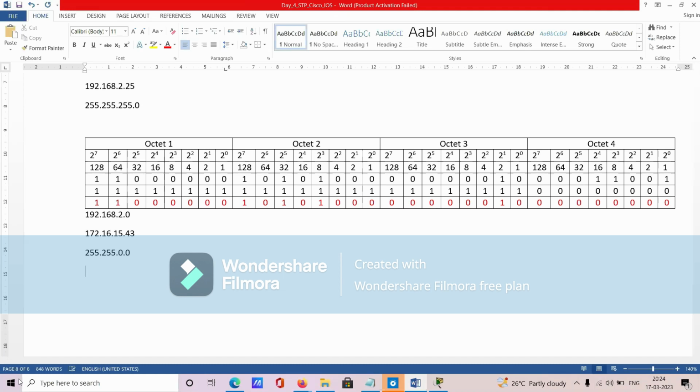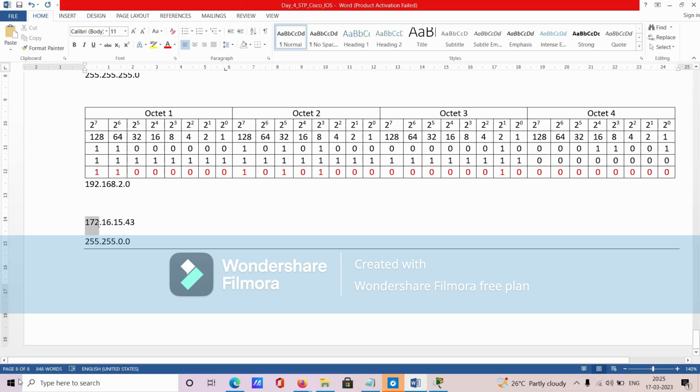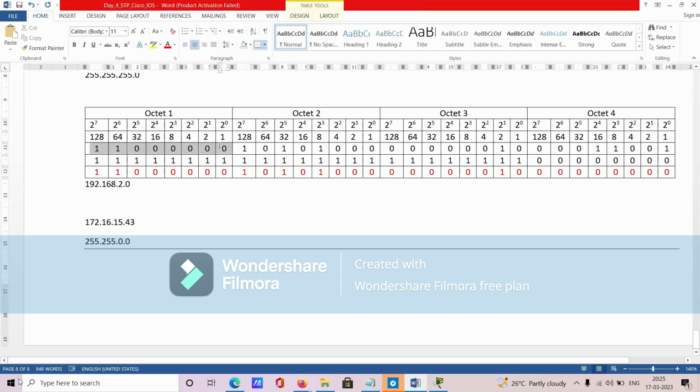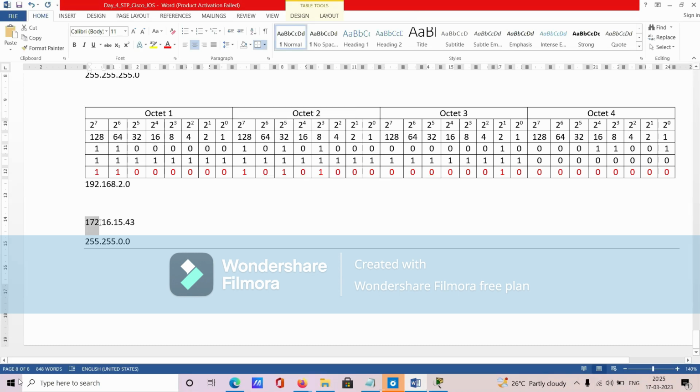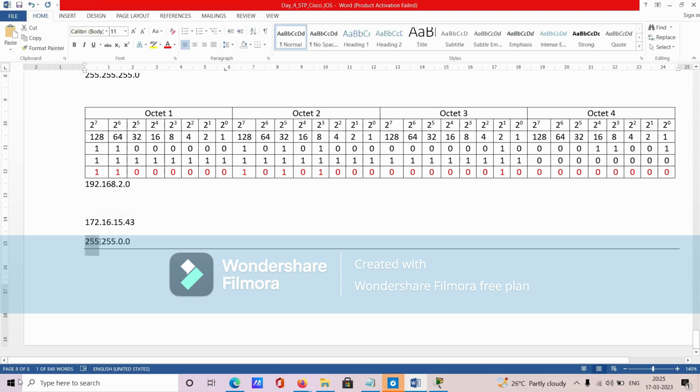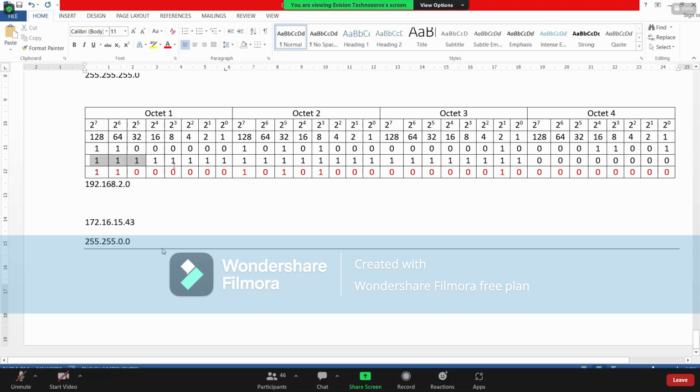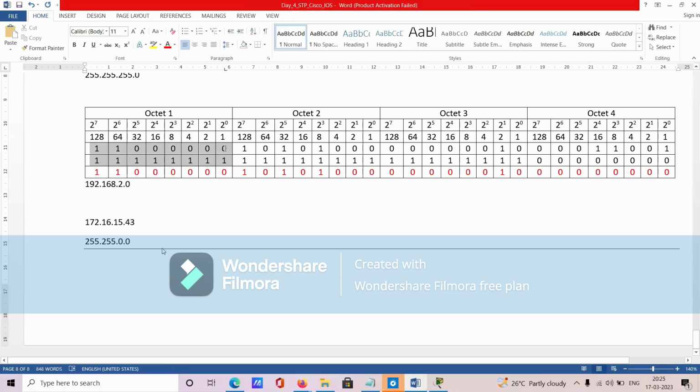We have to perform the AND operation. But can we do it without the table? Let's see how we can do it. Here we convert 172 into binary something like this, in the first row. And what is 255 here? 255 is where all the values are 1, isn't it?